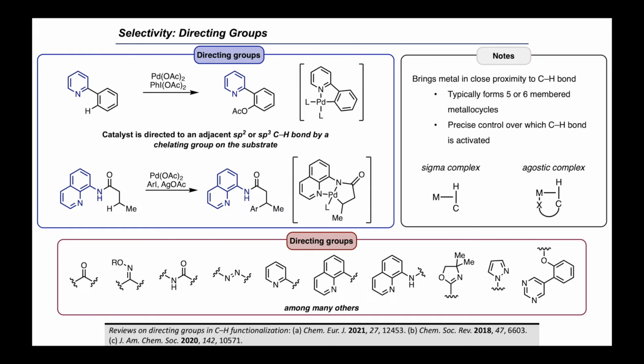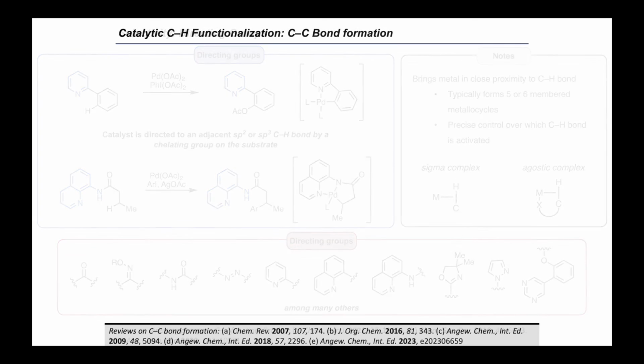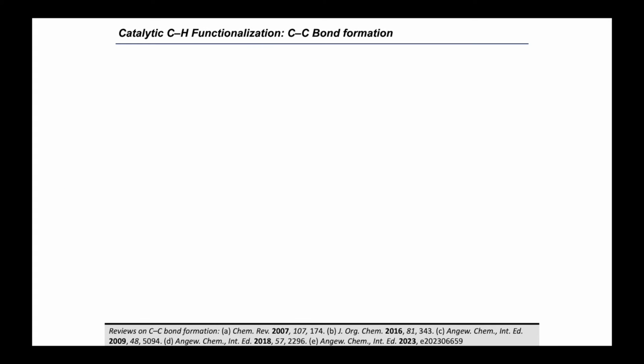Now that we have gone over the factors that affect site selectivity in CH functionalization, let's move on to discussing the various types of transformations that can be accomplished through CH functionalization. We will begin by looking at the CH functionalization methods for the formation of carbon-carbon bonds.